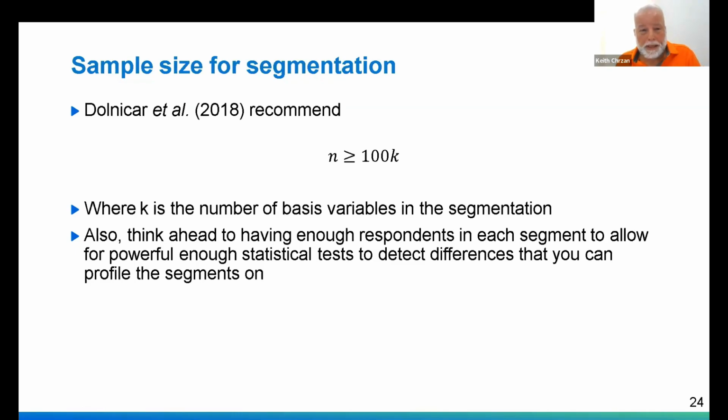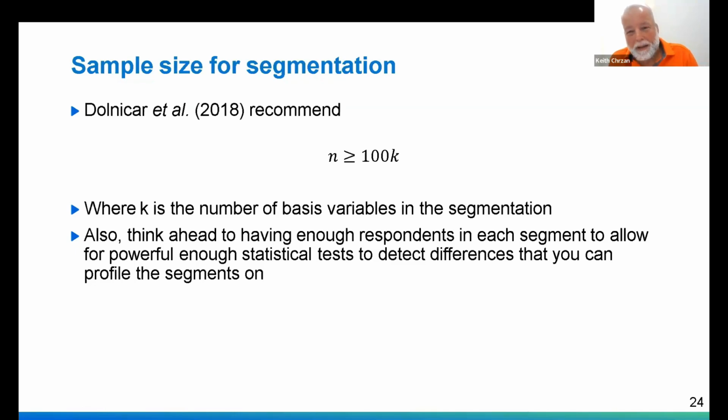Another way to think about segmentation is to think ahead a little bit and realize that you're going to want enough respondents in each of your segments to allow you to have powerful enough statistical tests to be able to detect differences so that you can profile your segments. And so you might want to think, I'm likely to have somewhere between 3 and 6 segments. No client ever wants to pay for fewer than 3 in my experience. And most clients have a real hard time dealing with more than 5 or 6 segments.